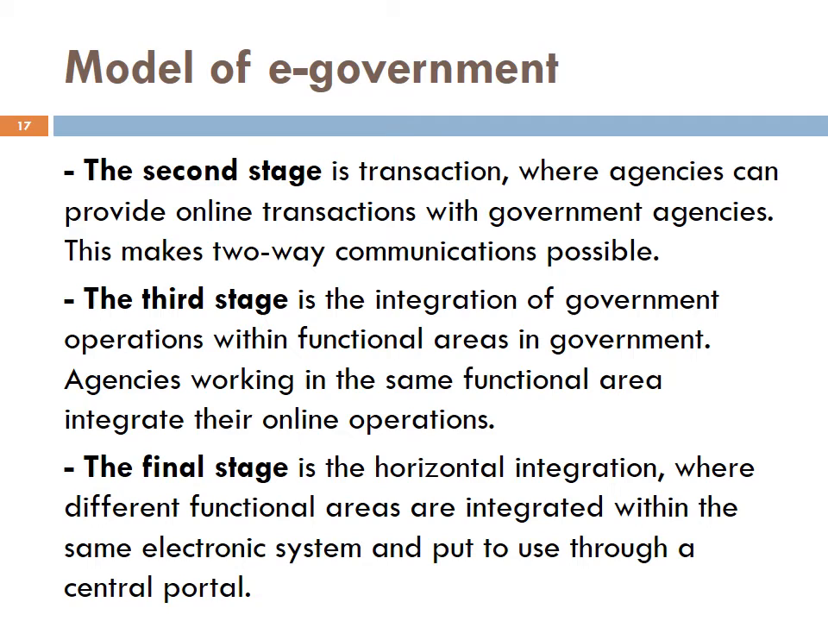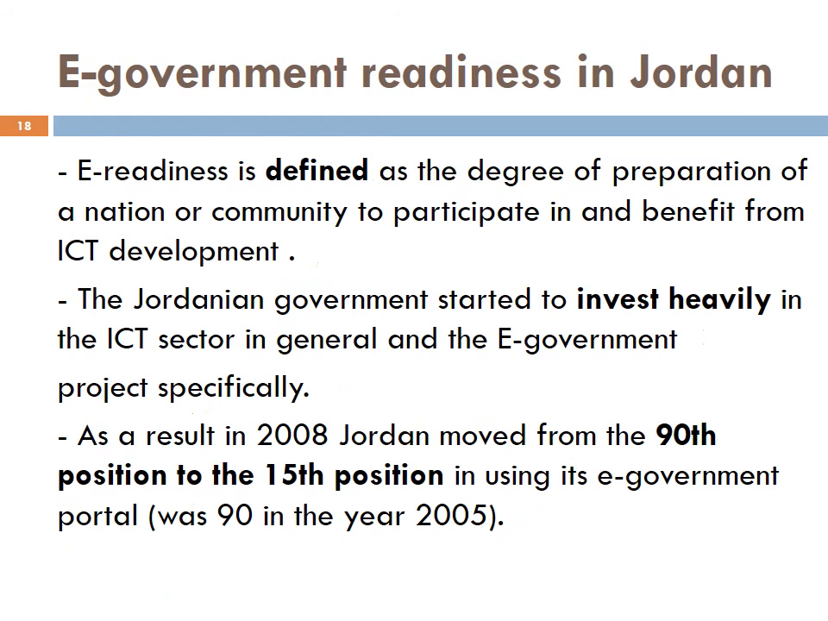The third stage is the integration of government operations within functional areas in government. Agencies working in the same functional area integrate their online operations. The final stage is horizontal integration, where different functional areas are integrated within the same electronic system and put to use through a central portal.